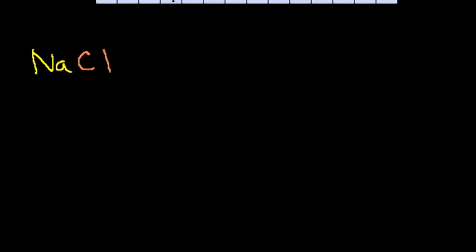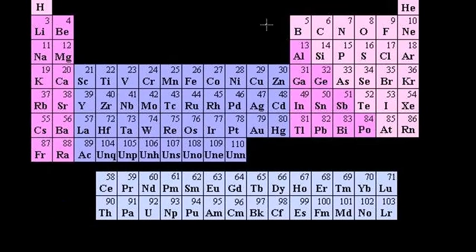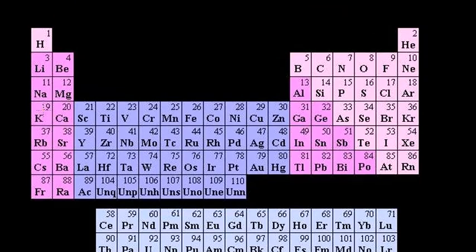Let's say I have the molecule sodium chloride. We know in this situation, let's look at the periodic table. Sodium, it's an alkali metal. It has one valence electron. It's in group 1. And so when it only has one, it really wants to give it away.